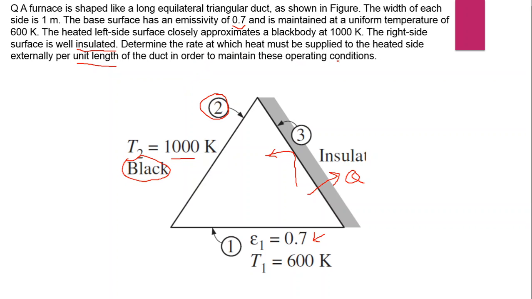In order to maintain these operating conditions, whenever you see maintain these operating conditions, it simply implies that we have to maintain steady state condition. What is the meaning of steady state condition? Temperature of any surface should not change. Suppose the temperature of surface 2 is 1000 Kelvin, then it should remain 1000 Kelvin, and the temperature of surface 1 is 600 Kelvin, it should remain 600 Kelvin. Whatever amount of heat you provide, its temperature should always be constant. That is the meaning of steady state, and that is the meaning of maintain these operating conditions.